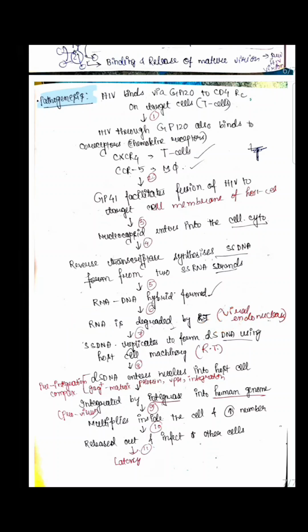Next, what happens? Single-stranded DNA replicates to double-stranded DNA using the host cell machinery. Okay, so single-stranded DNA is now converted into double-stranded DNA. Not only the host cell machinery, but also the reverse transcriptase enzyme. It uses both of it to form the double-stranded DNA. Now what happens? Now double-stranded DNA enters the nucleus of the host cell, and that is called the pre-integration complex because it enters with the matrix and the other proteins.